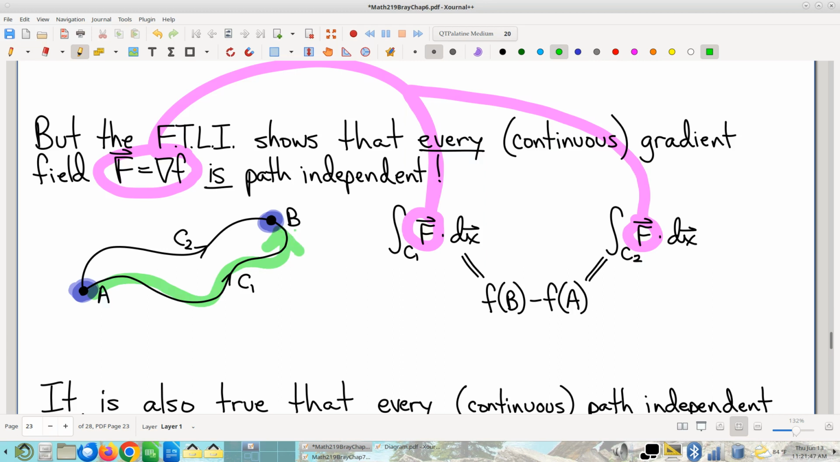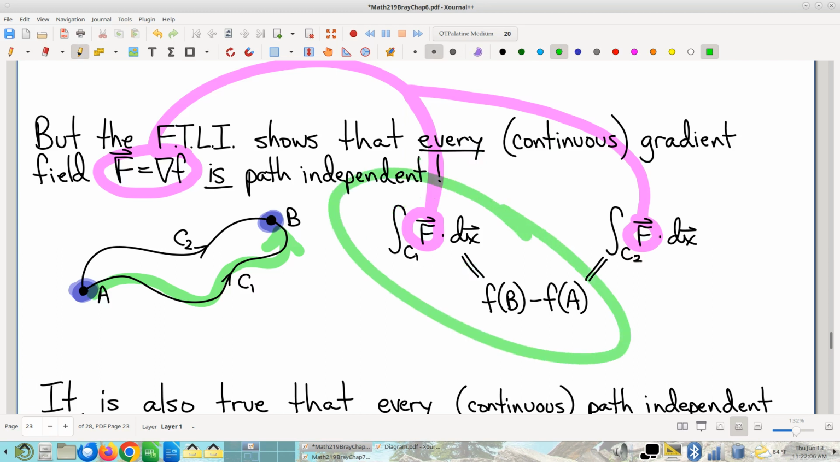How would I compute this integral on C1? Oh, sweet. I'm looking at an integral of a gradient, which means I can apply the fundamental theorem of line integrals. Because that's what the fundamental theorem of line integrals does. It computes integrals of gradients. So there you go, boom.